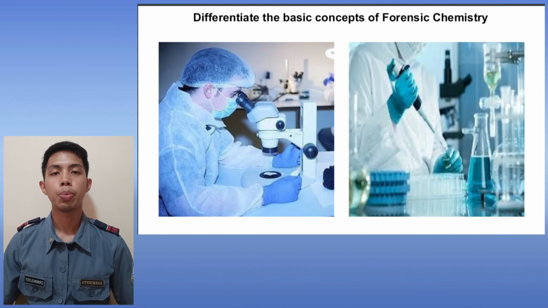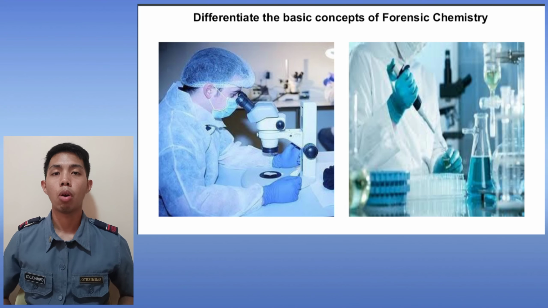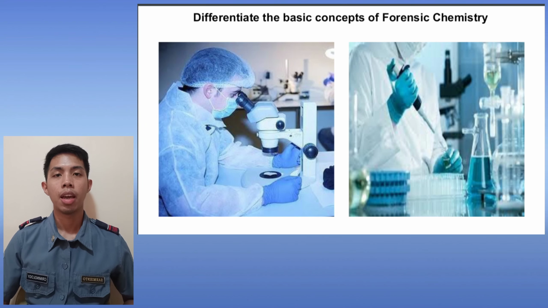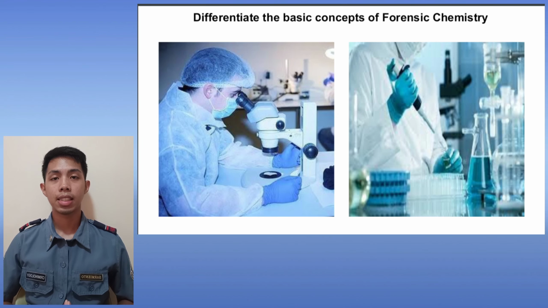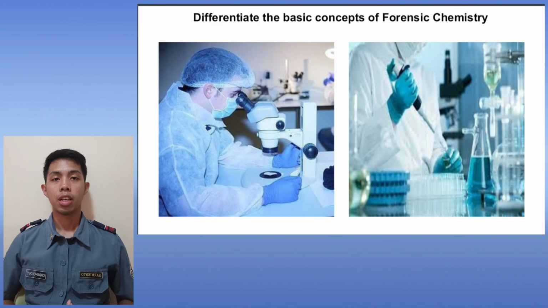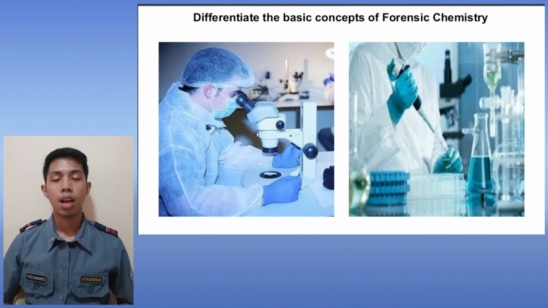Slide 3. Differentiate the basic concept of forensic chemistry. Forensic chemistry is the application of chemistry and its subfield, forensic toxicology, in a legal setting. A forensic chemist can assist in the identification of a known material found at the crime scene. Specialists in this field have a wide array of methods and instruments to help identify unknown substances.